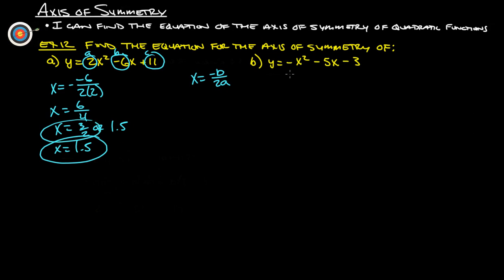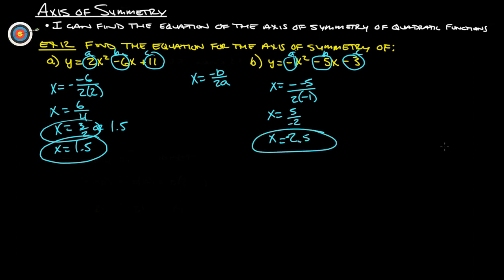Then for b, here's our a. It doesn't look like there's anything there, but there's actually a 1 there. So our a is negative 1, b is negative 5, c is negative 3. We don't even need c for this. So x equals negative 5 all over 2 times negative 1. We get 5 over negative 2, which gives us negative 2.5 as the axis of symmetry.